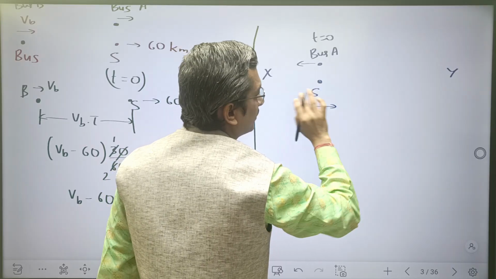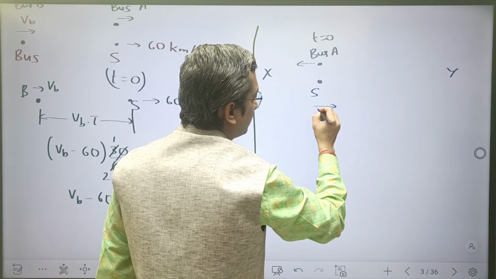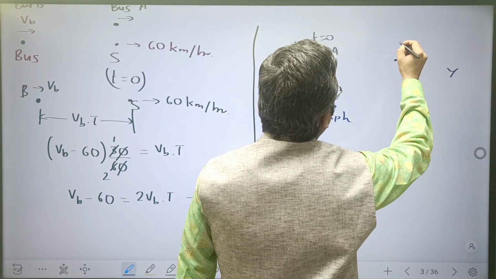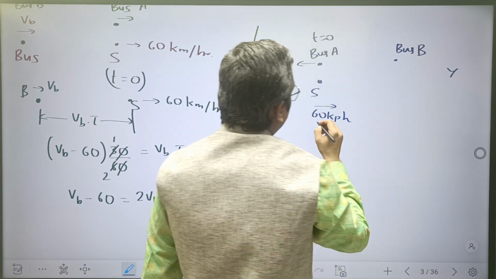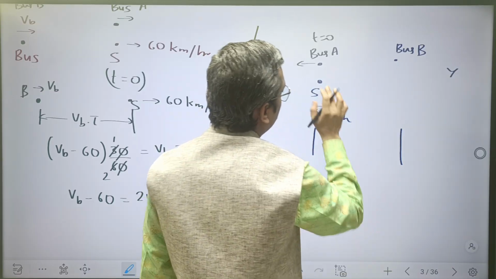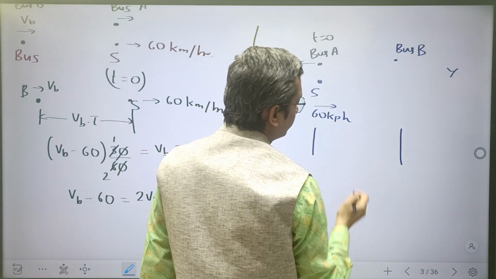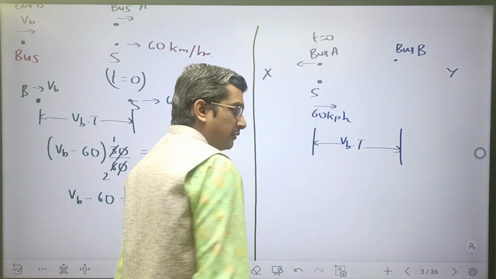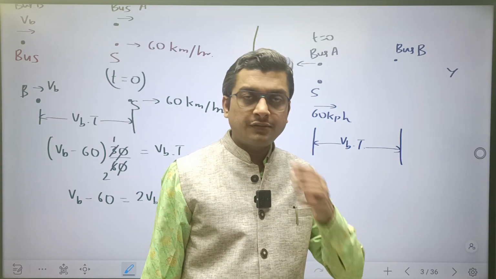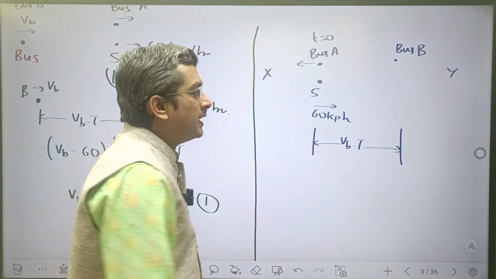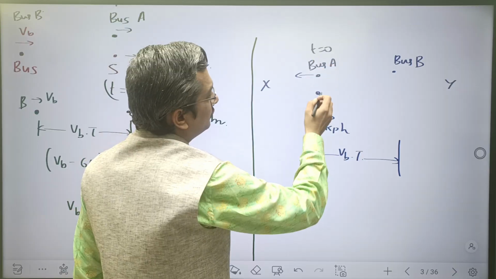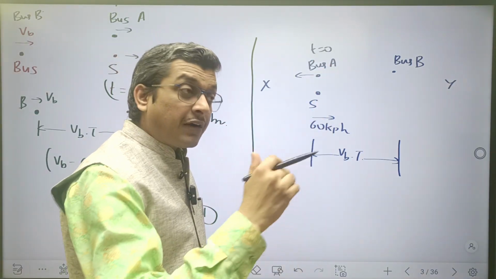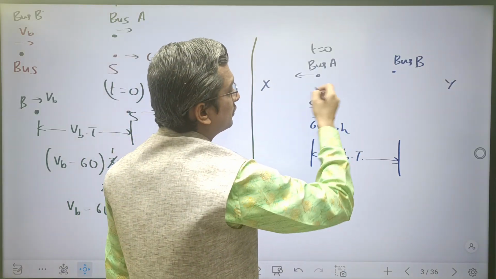But the scooty is moving from X to Y, that is moving towards right with a speed 60 km per hour. So here it is bus A and here it is bus B. And the distance between this scooty and the bus is given by VB multiplied by T. As we have already found this value, the distance between any successive bus must be VB multiplied by T. So suppose at time t is equal to 0, this bus A just crosses the scooty S. Then after 10 minutes, this bus B will cross the scooty S.